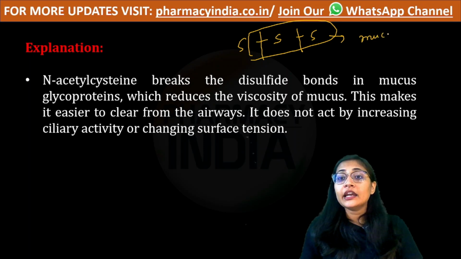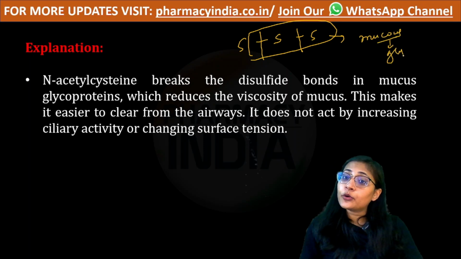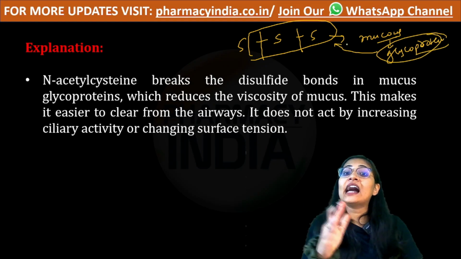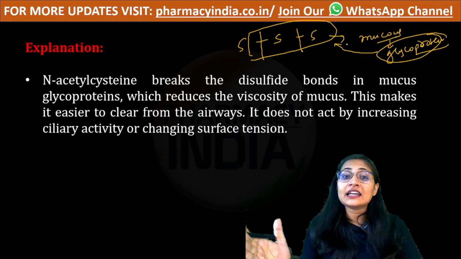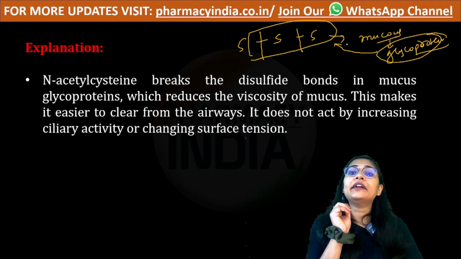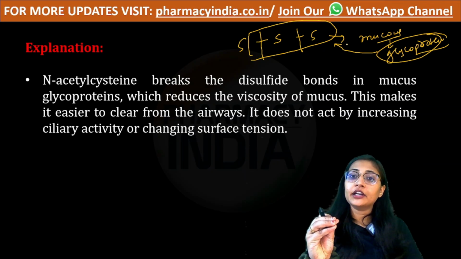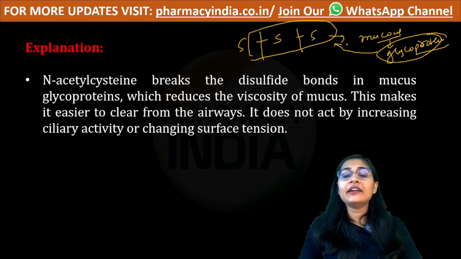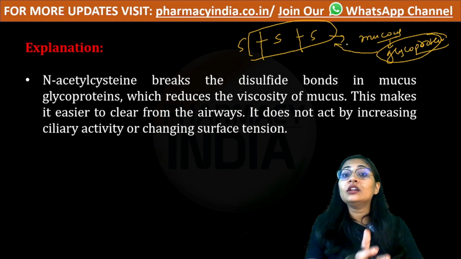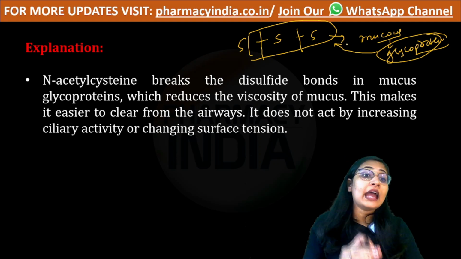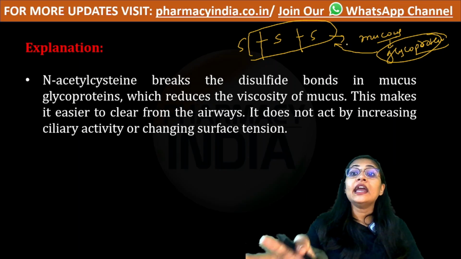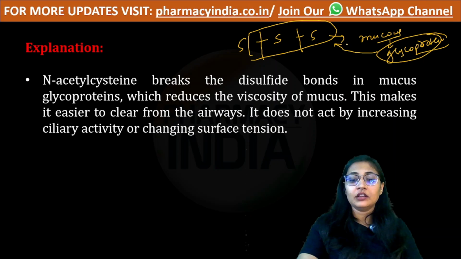See, mucus has a glycoprotein. Mucus is made up of glycoprotein. This glycoprotein can be broken down by breaking its disulfide bond. By breaking its disulfide bond, its viscosity would get reduced. And if its viscosity gets reduced, it would be easy for the mucus to pass away from the respiratory system, leading to the clearance of the mucus. So, N-acetylcysteine breaks the disulfide bond in mucus glycoproteins.